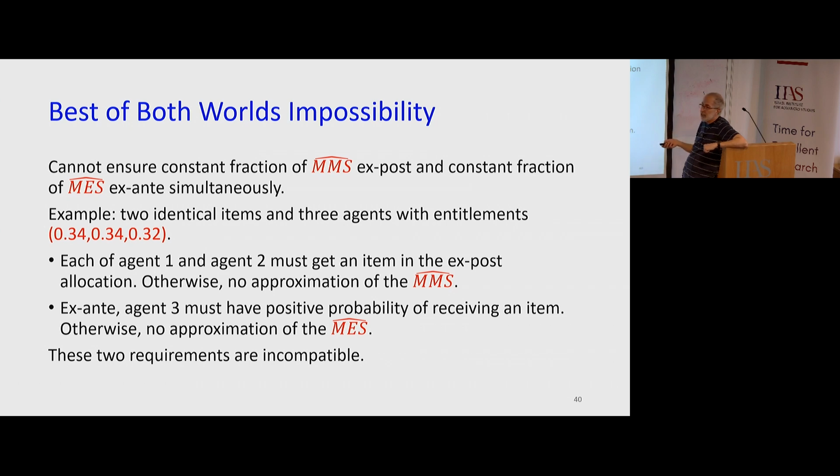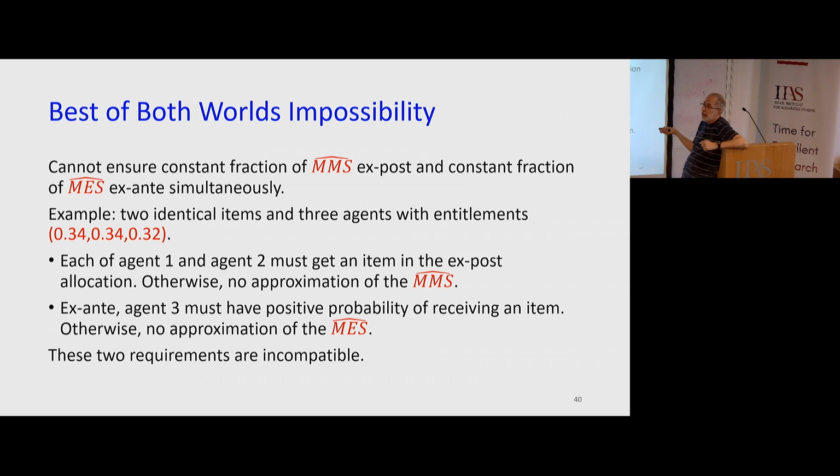Two of them are just above 1/3, and one of them is just below 1/3. So each of the first two agents, when you round up their entitlements, becomes half. So each one of them thinks that he is entitled to one item ex post. And if he gets 0 items, there's no approximation of the MMS share. So he has to get an item ex post.